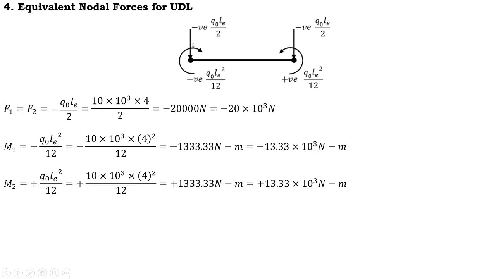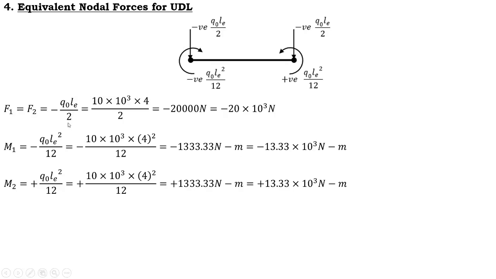Let us say this is the vertical force at node number 1 and this is the vertical force at node number 2. Both are negative. Therefore my F1 is equal to F2, which is minus Q0 into LE divided by 2. Let us substitute all the values of Q0 and LE. Therefore I will get minus 20 into 10 to the power of 3 Newton. Now whatever the force I am calculating here, that should be in terms of Newton or Newton meter. If it is a force, it should be in Newton. If it is a moment, that should be in Newton meter, because on my left hand side I have values in terms of Newton and meter.